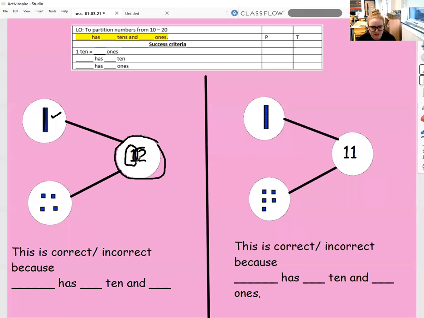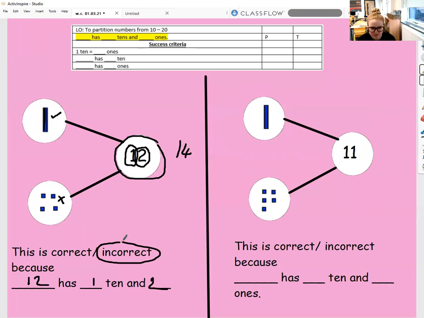How many ones do I need to represent 12? I need 2 ones. Where are my ones? Is this my ones? Nope. This is my tens. Is this my ones? Yep. I should have 2 ones. So I've got 1, 2, 3, 4. Oh, is this correct? No. So this is incorrect because 12 should have 1 ten and 2 ones, but this number has 1 ten and 4 ones. What number would this make with 1 ten and 4 ones? It would make 14.